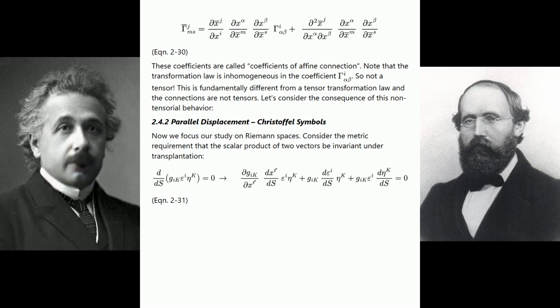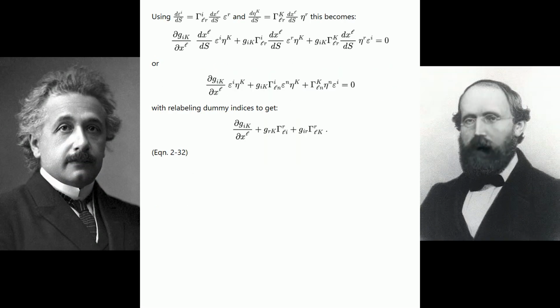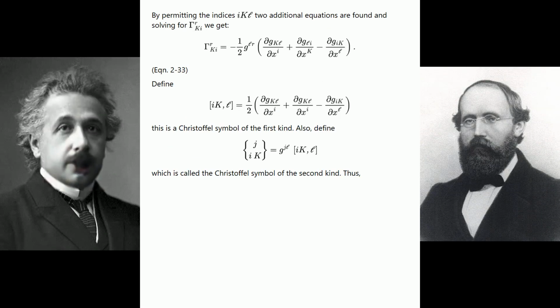See equation 2-31. Using dε^i/ds = γ^i_lr (dx^l/ds) ε^r, and dη^k/ds = γ^k_lr (dx^l/ds) η^r, this becomes see the next equation, or see the next equation, with relabeling dummy indices to get see equation 2-32. By permuting the indices i, k, l, additional equations are found, and solving for γ^r_ki, we get see equation 2-33.